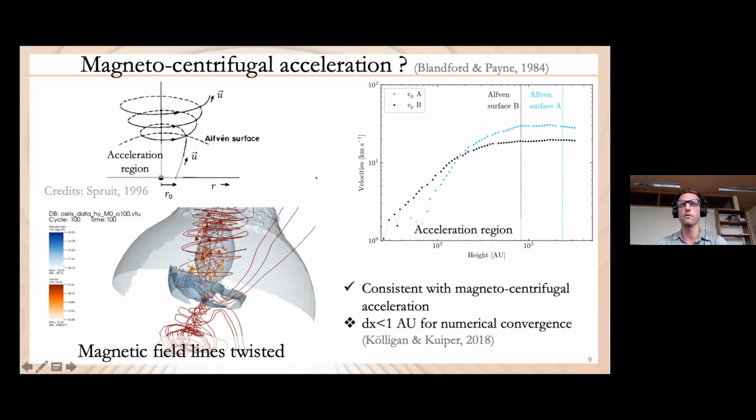And in this case, you have the presence of an acceleration region up to the Alfvén surface, where the gas velocity and the Alfvén velocity becomes equal. And actually, in our simulations, we find such a region above and below the sink, where the gas accelerates up to the Alfvén surface. So we have also an acceleration that is consistent with magnetocentrifugal acceleration, although we would need a final resolution to get converged results regarding this mechanism.